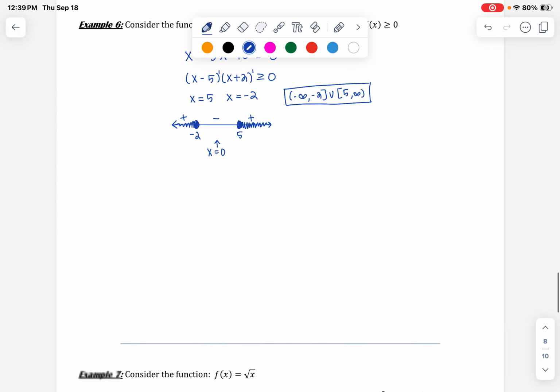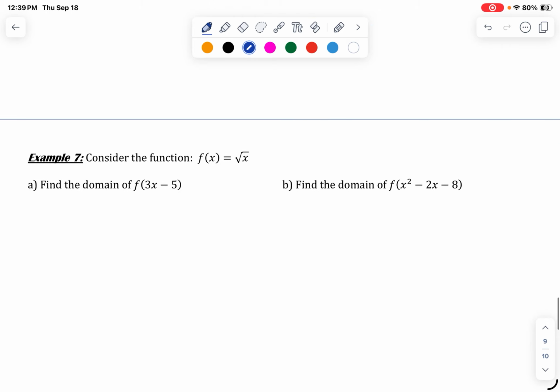Okay, looking at the next one. Consider the function. So this is not even a polynomial, so it doesn't necessarily fall on this, but we've done these before, right? So if you look, this is a square root function, which is not a polynomial. Find the domain of f of 3x minus 5. So remember what that means. If I said find f of 2, you'd plug in a 2. f of 3x minus 5, plug in 3x minus 5. So we're going to replace this x with the 3x minus 5. And we get the square root of 3x minus 5.